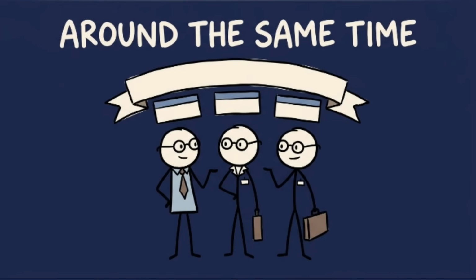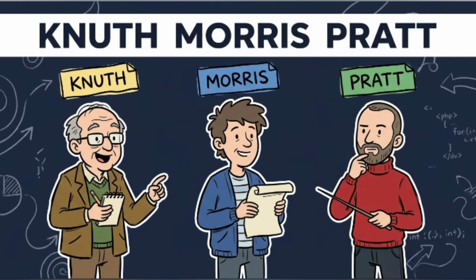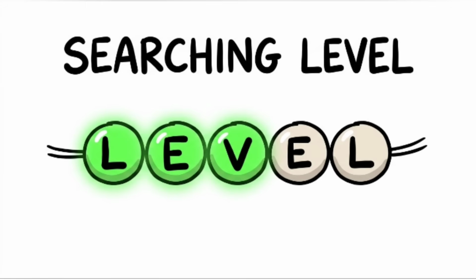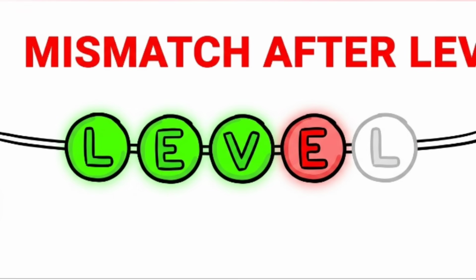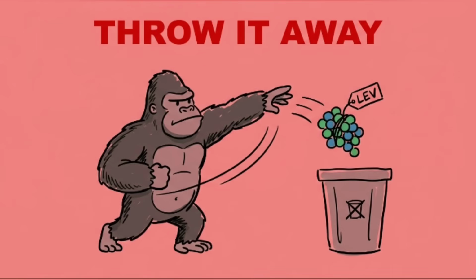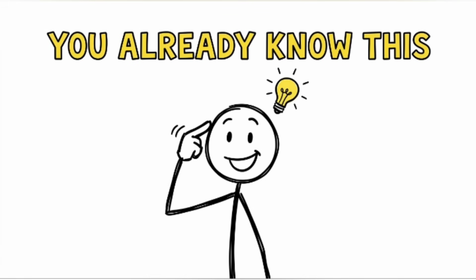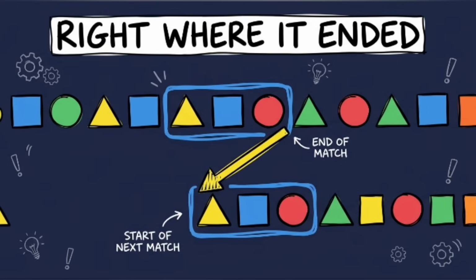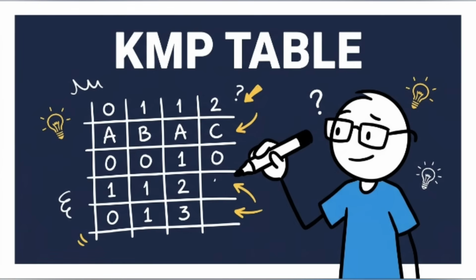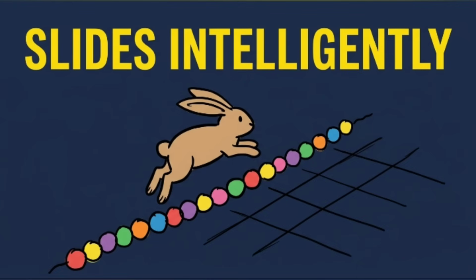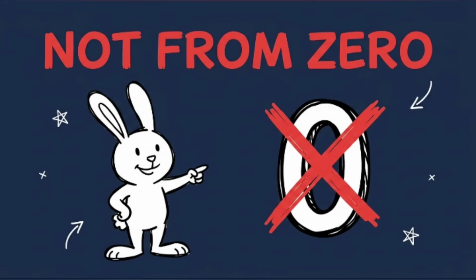Around the same time, Donald Knuth, James Morris, and Vaughan Pratt asked a different question. Why does naive search keep rechecking letters it already matched? Say you're searching for level and you've already matched LEV before a mismatch. Naive search throws that away and restarts one position later. But you already know something useful. Those letters reappeared exactly where your partial match ended. The Knuth-Morris-Pratt algorithm builds a small table ahead of time that remembers these overlaps. On a mismatch, it slides forward intelligently instead of starting from zero.